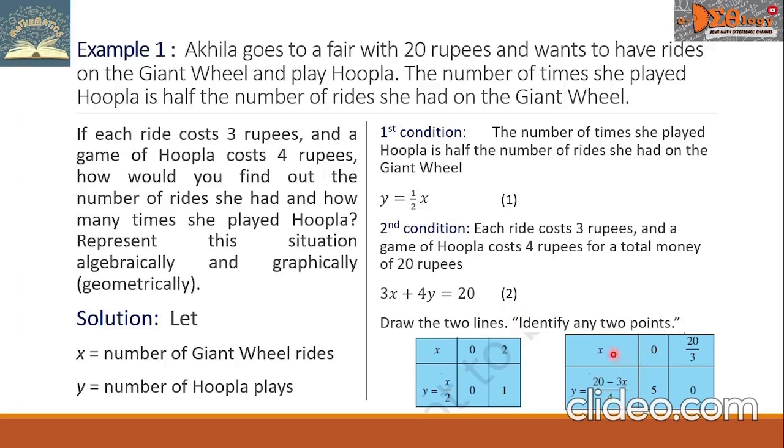Then we assign the x value to be 0. We substitute 0 into this equation, then we will get the value of y as 5. Next, we can assign 0 to y. Then we can solve for x and the value will be 20 over 3. Therefore, for the second line, the 2 points are (0, 5) and (20/3, 0).